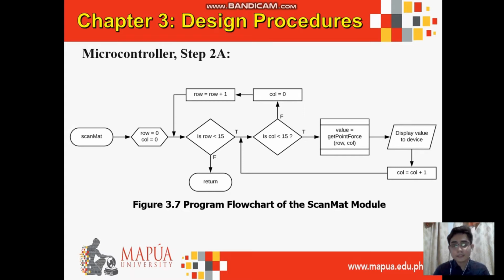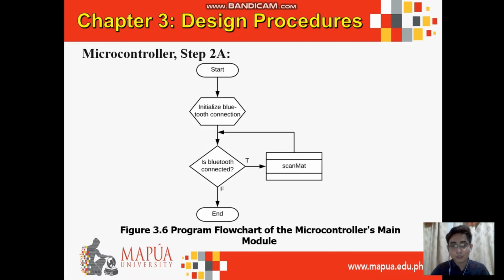Then again, it checks if the row value is less than 15. Now, these loops will repeat themselves until "is row less than 15" becomes false. This means that the program has already checked all of the boxes in the 15 by 15 matrix and will return to the main module.